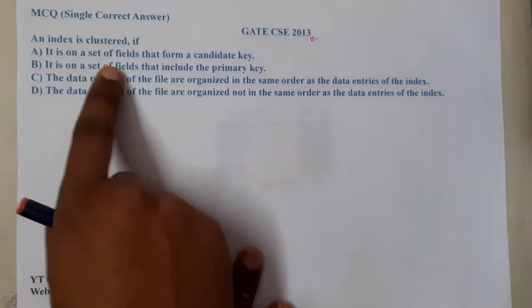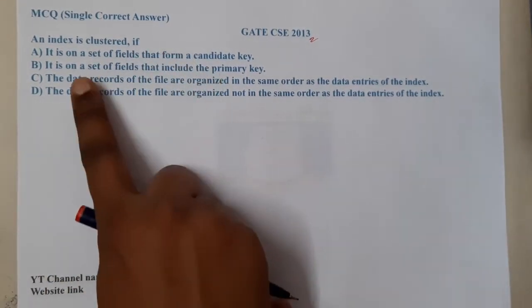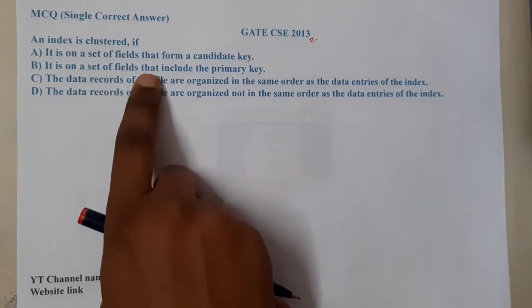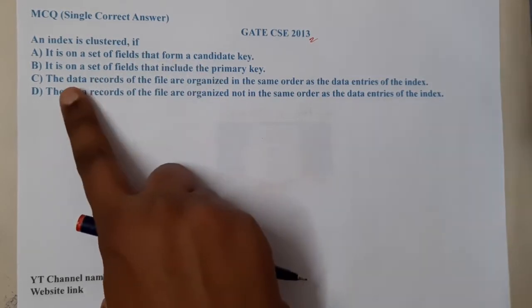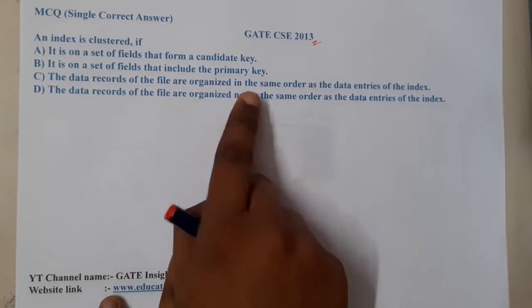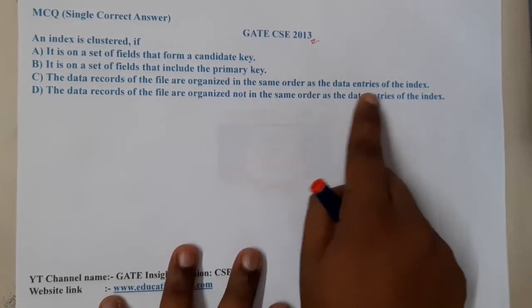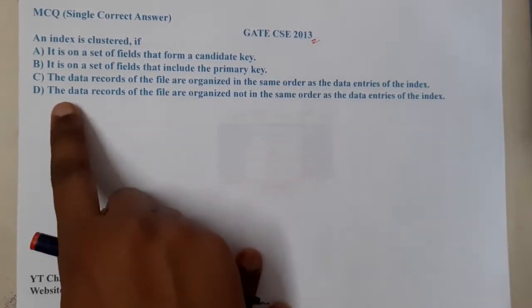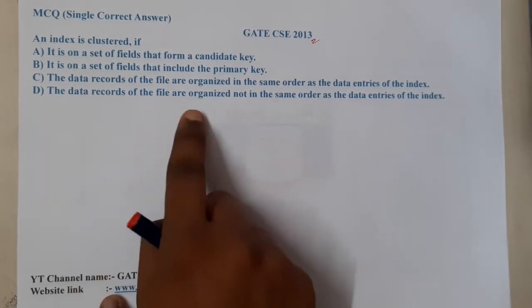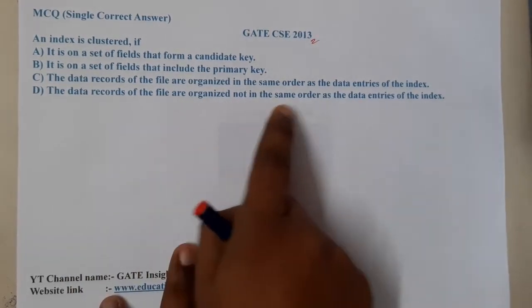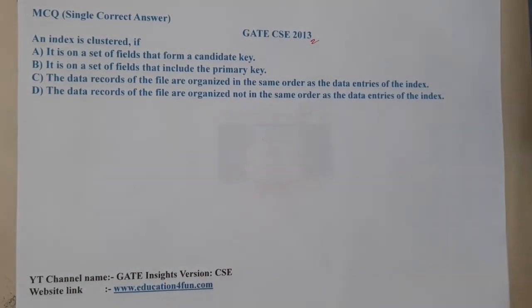It is on a set of fields that forms a candidate key. It is on a set of fields that includes the primary key. The data records of the file are organized in the same order as the data entries of the index. The data records of the file are organized not in the same order as the data entries in the index.